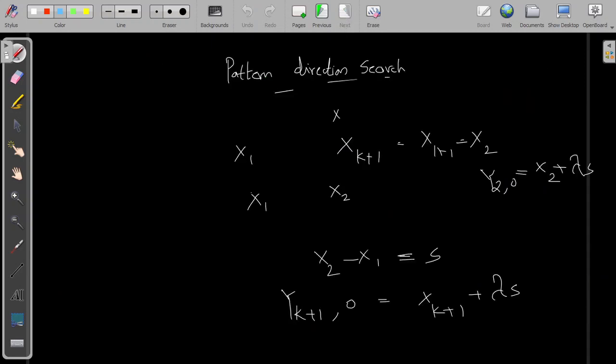So how will you obtain this lambda and S? For that you go back to the univariate search method. In that I have explained this optimum value of lambda and S.